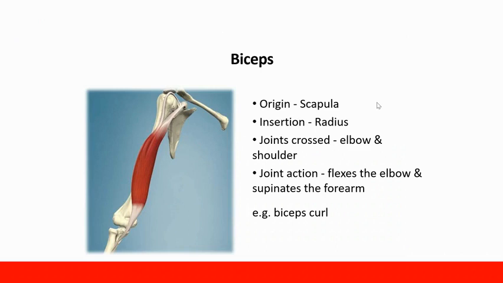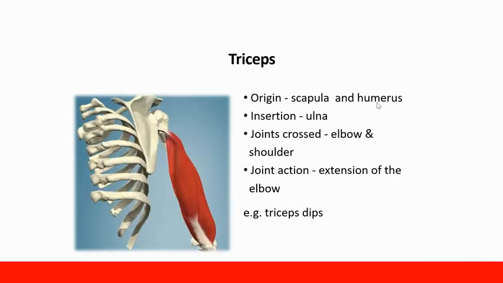So I'm going to go through one more with you, which would be the tricep. So the tricep also has the scapula as its origin and the humerus, and it inserts on the ulna, so the lower bone of the forearm. It too crosses the elbow and the shoulder, but because the tricep is on a different position to the arm, on the back of the arm, its joint action is extension of the elbow. And an example of an exercise that you would perform using the tricep would be tricep dips.